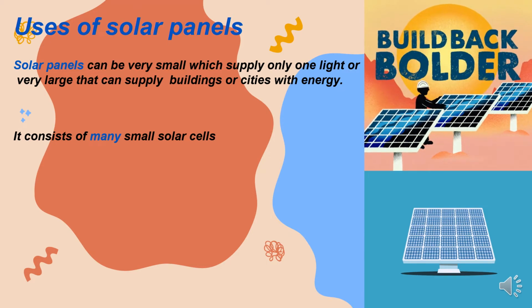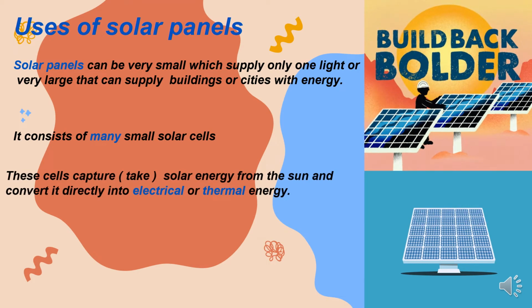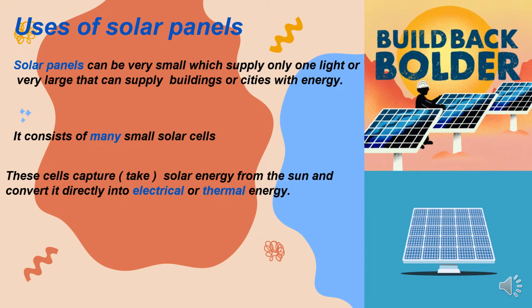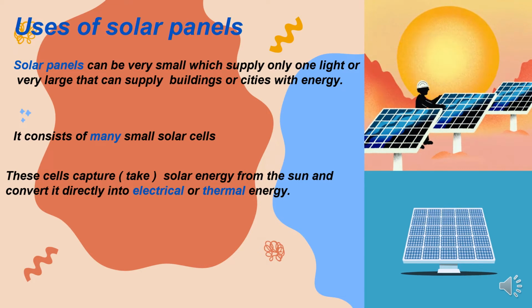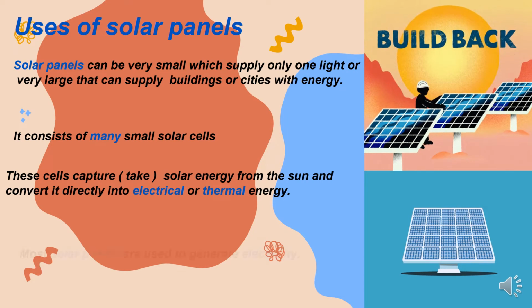Think with me, grade 4. Super, excellent, grade 4. These cells absorb or capture solar energy from the sun and convert it directly into electrical or thermal energy. But most solar panels are used to generate electricity. Excellent, grade 4.